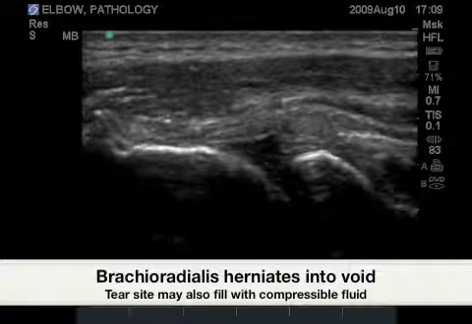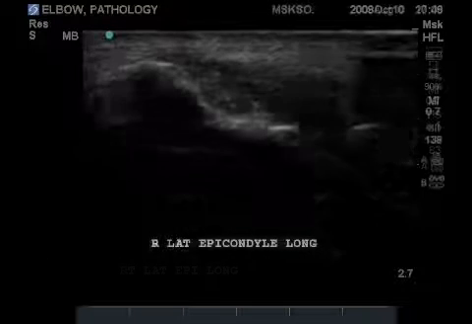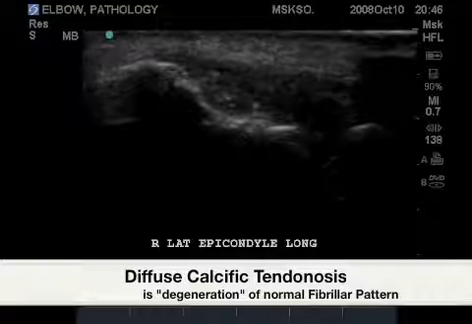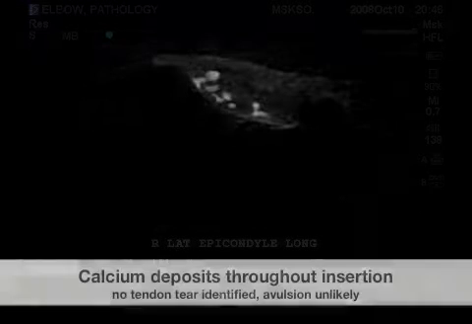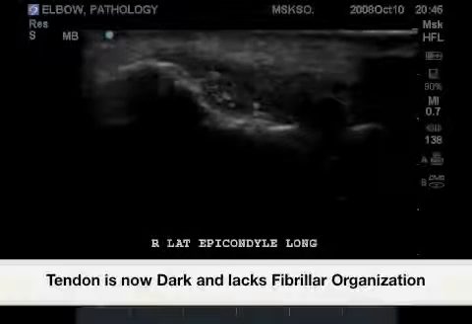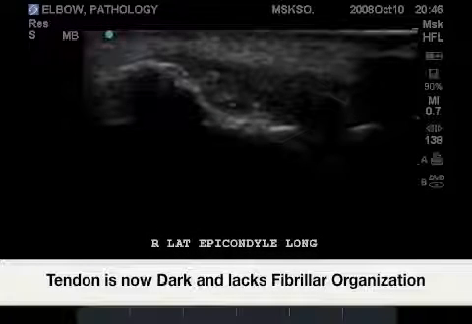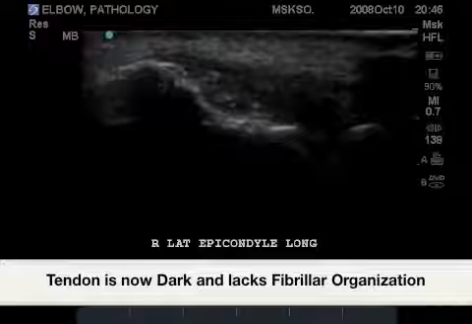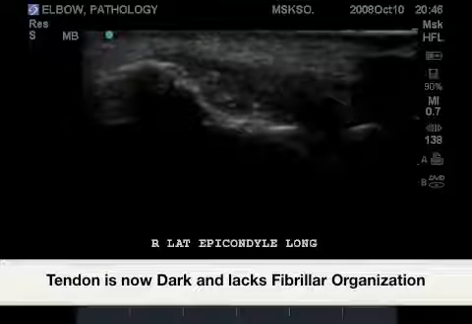In this image, the fibrillar pattern of the common extensor tendon is now dark and hypoechoic and loses organization. Also, large calcifications pepper the insertion of the common extensor tendon to the lateral epicondyle in this picture. This clearly represents diffuse calcific tendinosis.